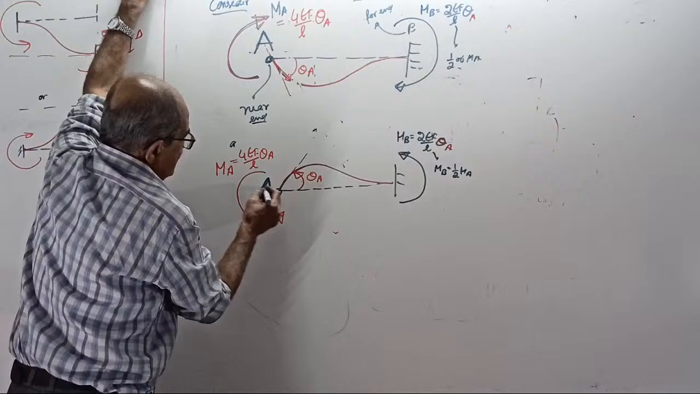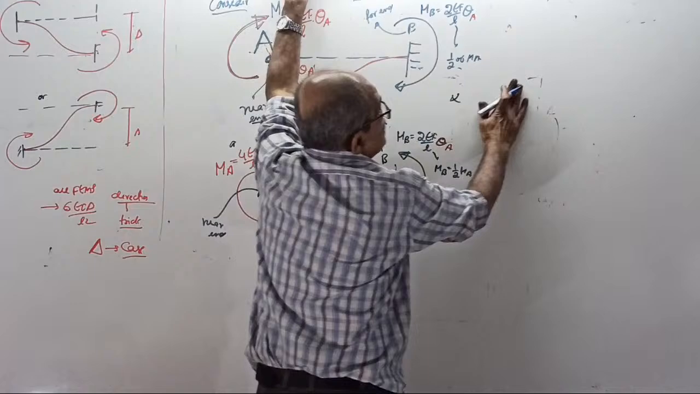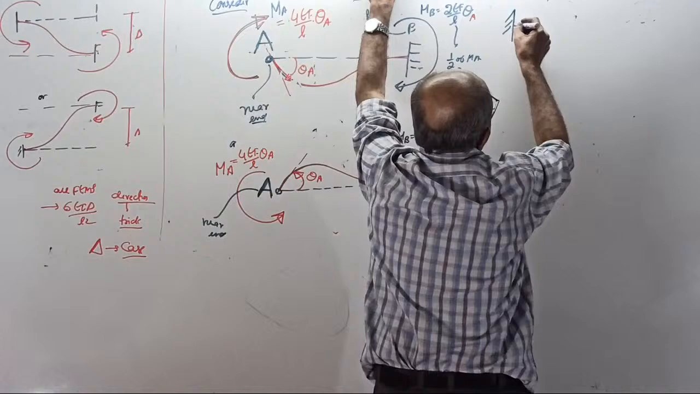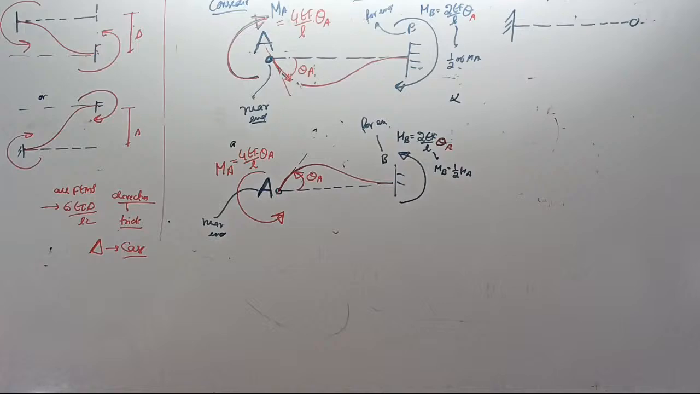Remember, here also your A is the near end, where rotation is there. B is the far end. And just to understand, do one thing. Take A fixed, so everything is clear. I never leave anything pending. I told you, when I cover a subject, I cover everything. Okay, now, A is fixed.